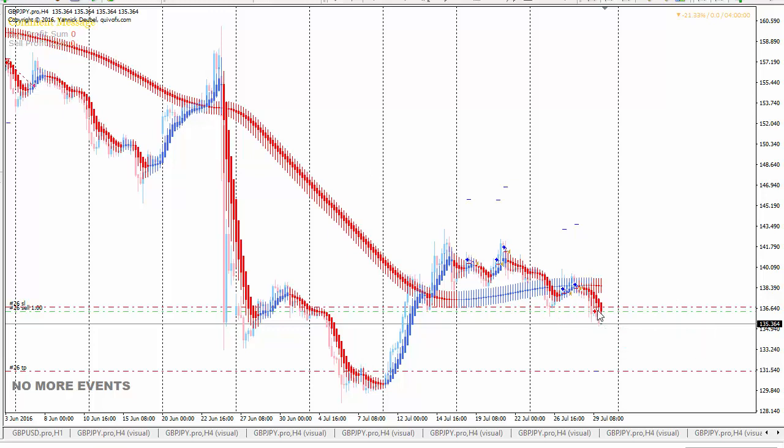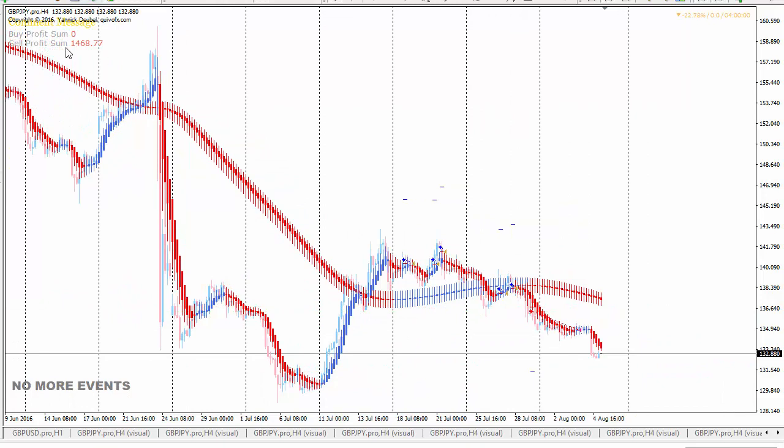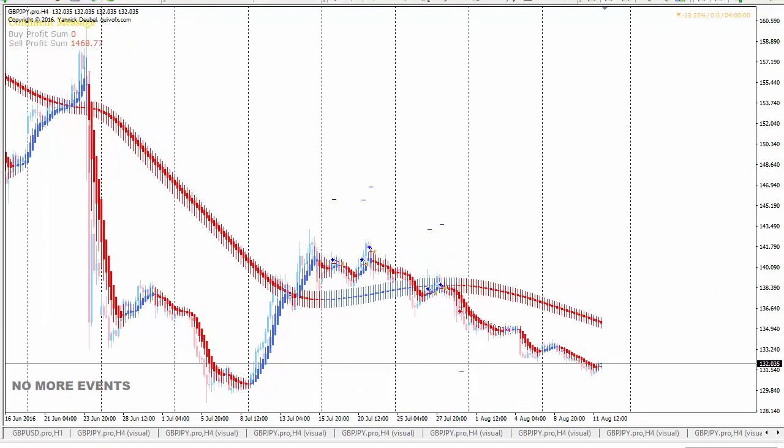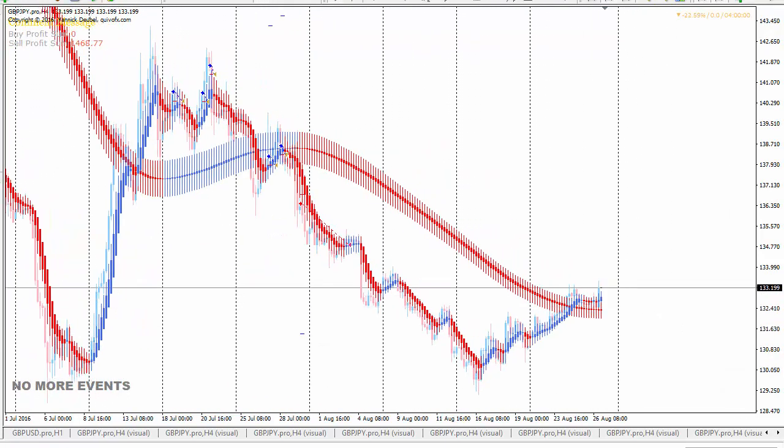Okay, so we've now taken a sell trade. Let's see if that can yield a profit. So that yielded a profit of 1,400. So we carry on, and we're not going to take any more sell trades within this leg. We're going to wait for it to go to blue again. There it goes to blue.